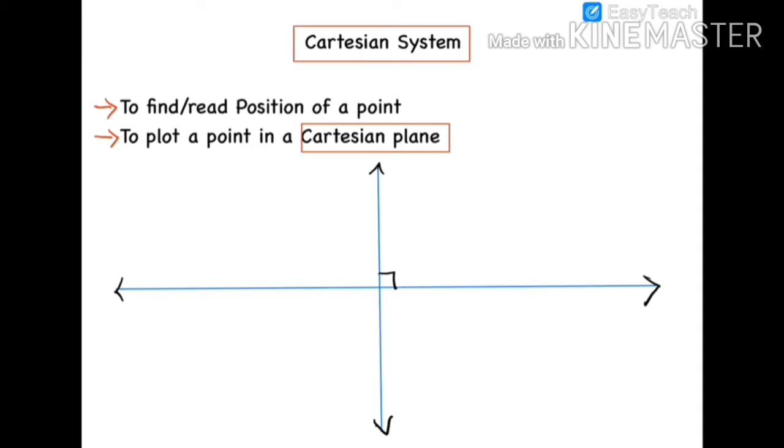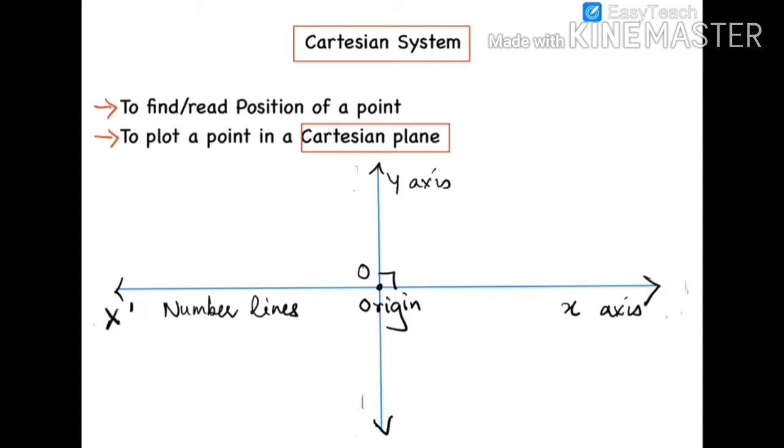is called the x-axis, and the line which is vertical is called the y-axis. These two lines are nothing but number lines. The x-axis is a horizontal number line and the y-axis is a vertical number line, and they intersect each other at the 0 of their number lines, and this point of intersection is called the origin.